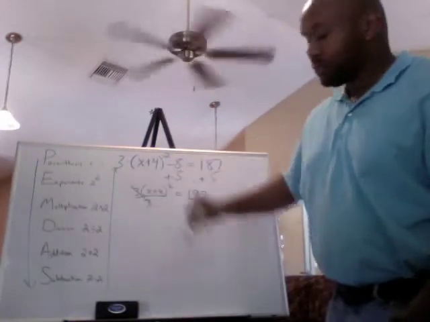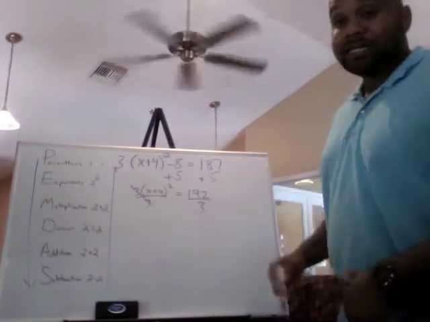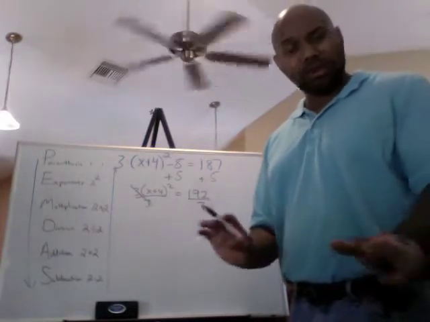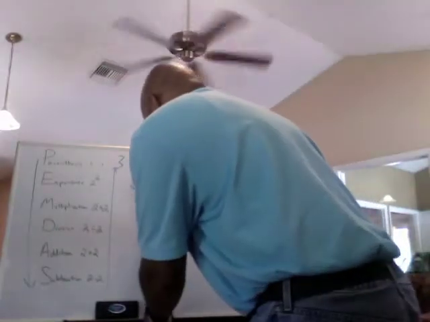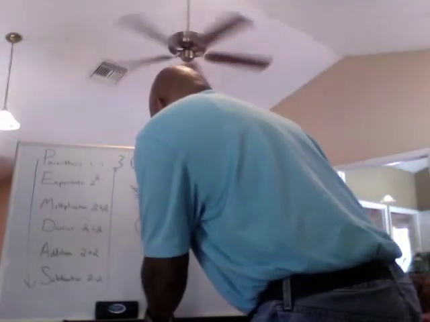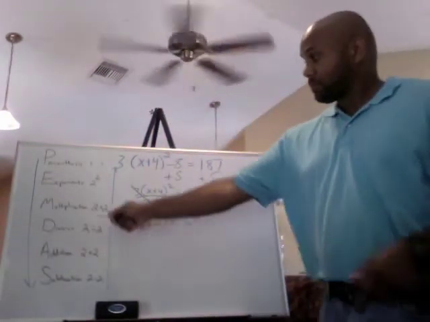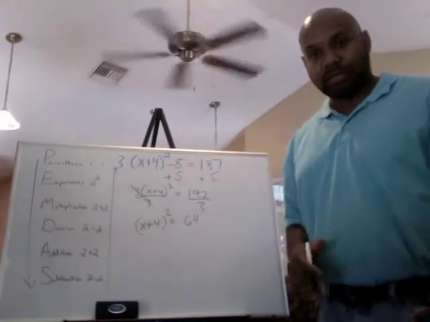Okay? These 3's are just going to be 1, 3 divided by 3. 3 into 192 is actually going to be 64. I wanted to make sure the numbers agreed, so it's a good problem. All right. Next thing is exponents. So you have to do the opposite.